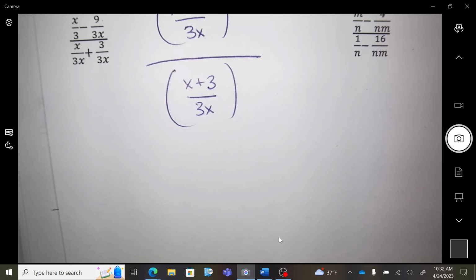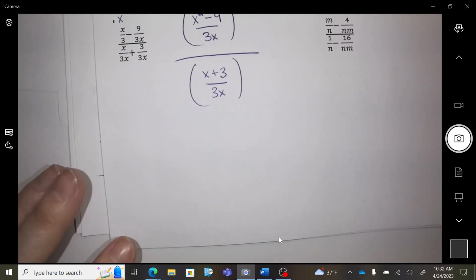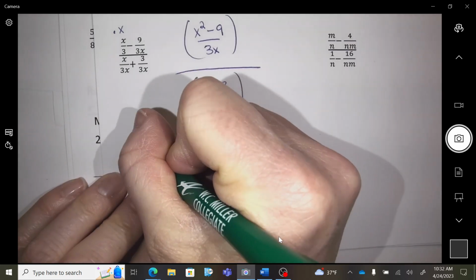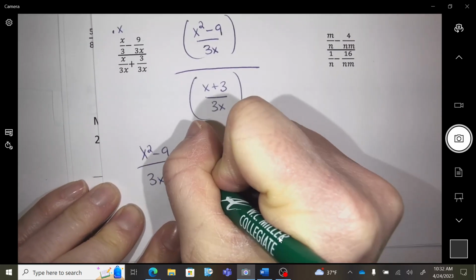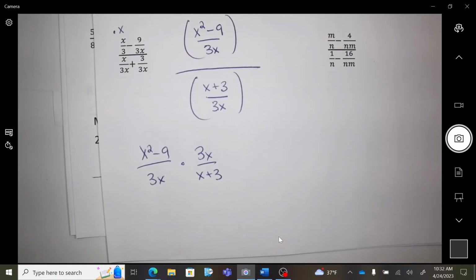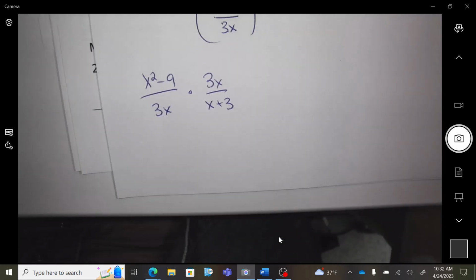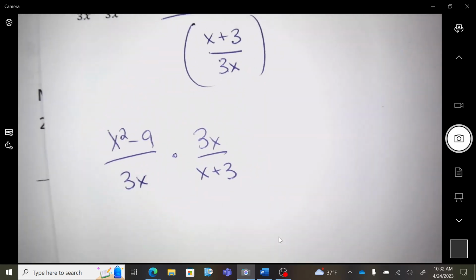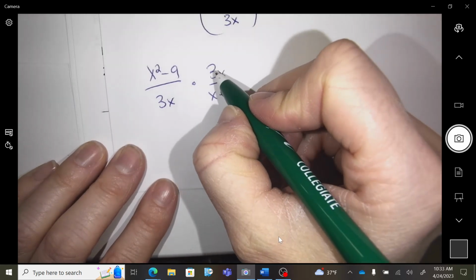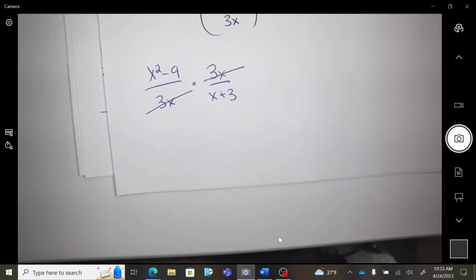Okay, give me a times flip setup. Can you write your own? Fraction times flip fraction. Can you write what that would look like? Fraction times the flip fraction. Okay, now we're ready for cancels. So 3x and 3x would go away.